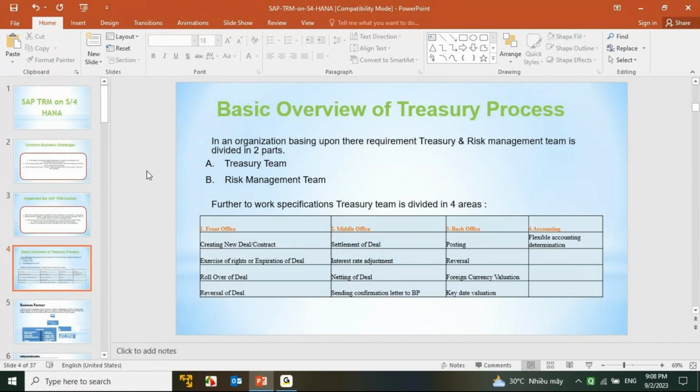Now, is this the only activity? No. You may wonder what will happen if they don't settle. If it is not settled, a system validation will happen. For example, in the SAP system, if the front office has created a particular transaction and it has not been validated by the middle office team, the system will not allow you to perform the transaction, such as an accounting posting.